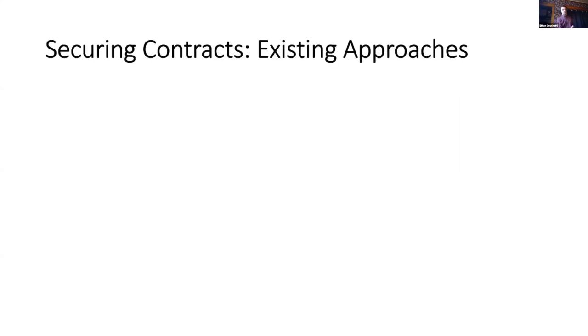There are a few ways that existing systems tend to try to secure smart contracts. And broadly speaking, I want to put these into two different categories. The first category is language-based solutions.